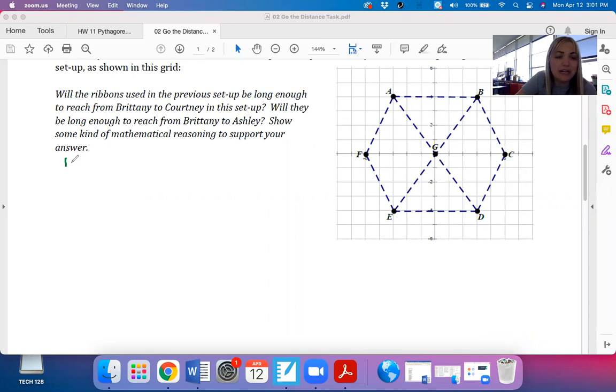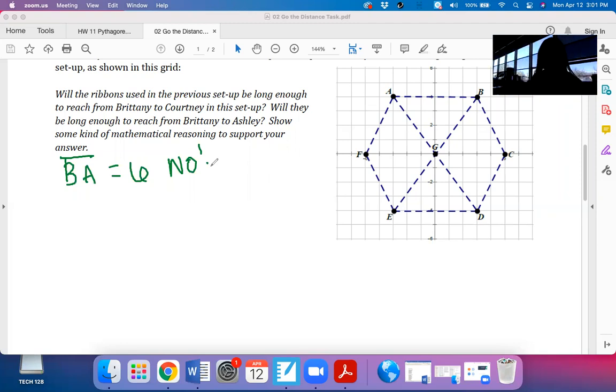Okay, so from Brittany to Ashley, I'm going to call that segment BA. I can count it. That is 1, 2, 3, 4, 5, 6 distances long. That is 6 spaces. So no, not long enough from the last setup because the last setup only had 5 distances long. So let's talk about from Brittany to Courtney.